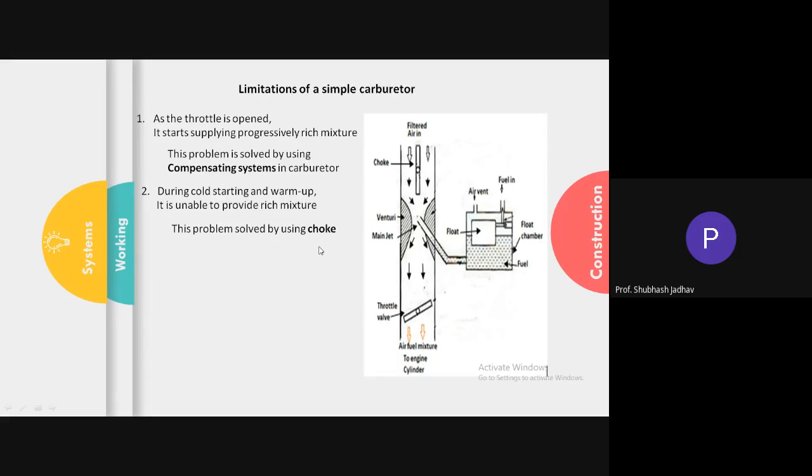So why are we using choke? Because the carburetor is supposed to supply rich mixture during cold starting, but it is unable to do so, and we therefore to solve this problem are using a device or a component that we call a choke. So what did we discuss here? The second limitation and its solution.